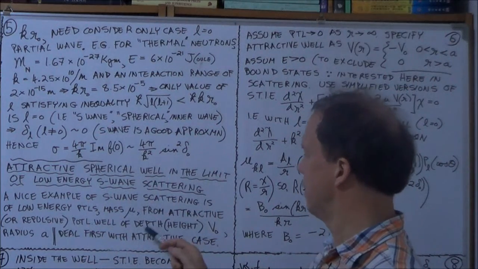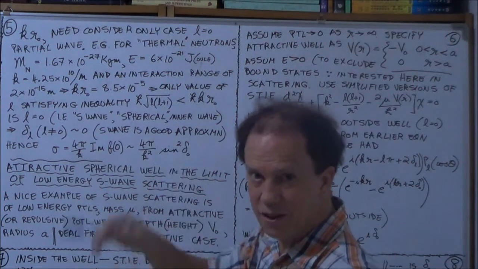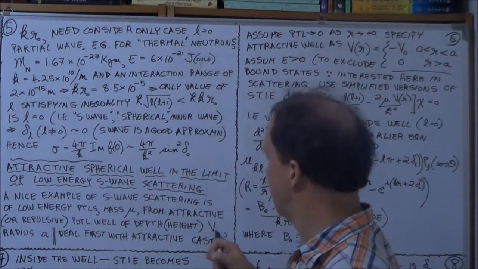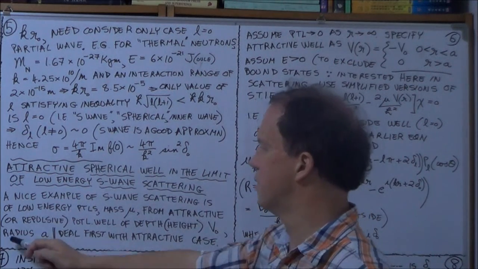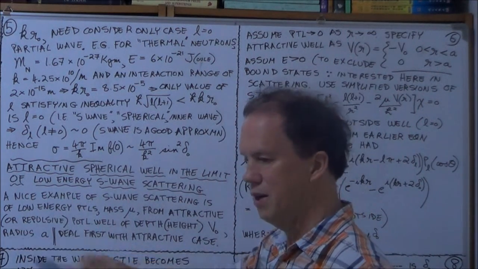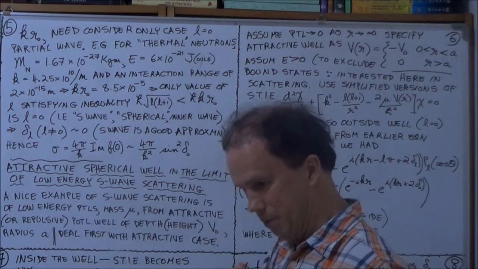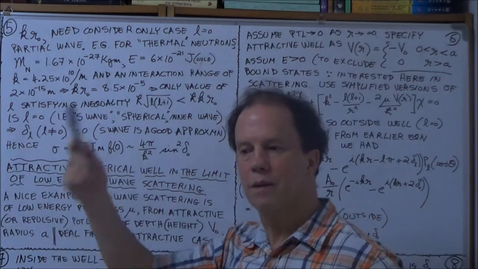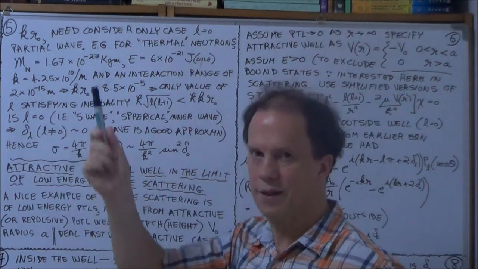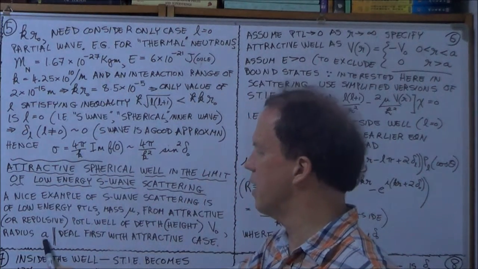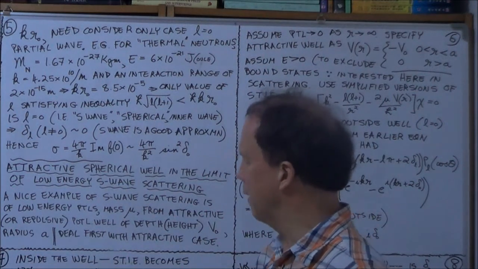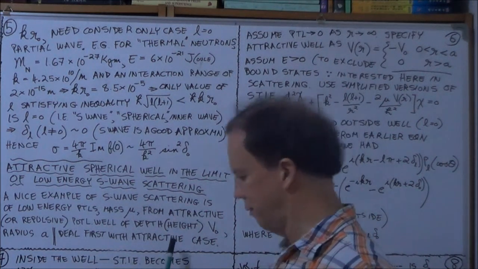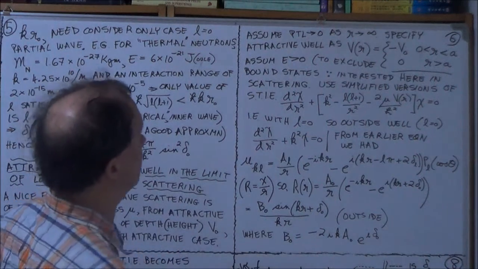Say its depth or height, depending on attractive or repulsive, let's say V0, and the radius of that potential is a. So outside a, the potential has dropped off to nothing, let's say, effectively. So that's its range. Okay, so we'll deal firstly with the attractive case.